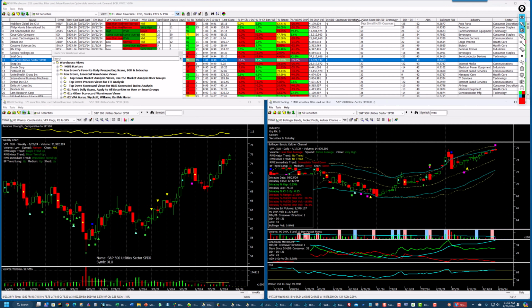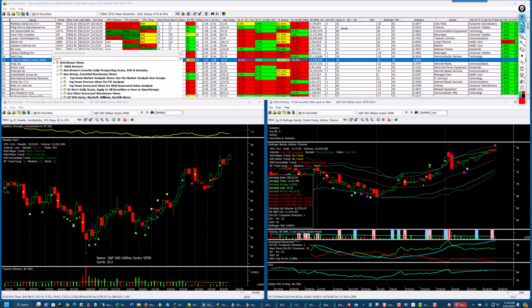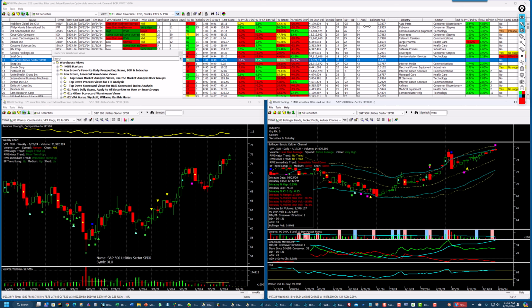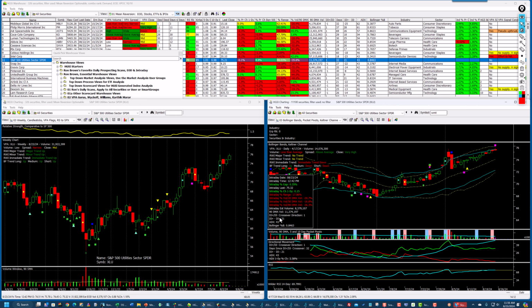So that's what these fields represent, and you can sort on any one of them, and I'll be doing this several times in videos looking for potential trades. But that's what these columns represent, and you can see down here in this chart I have a lot of that same information right in here.